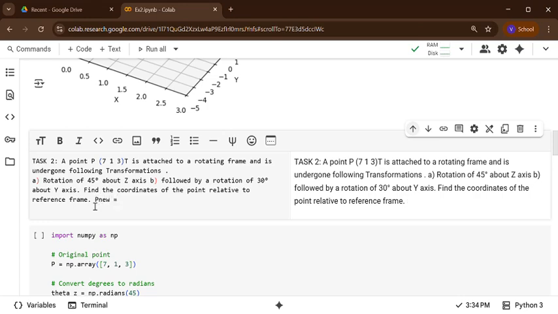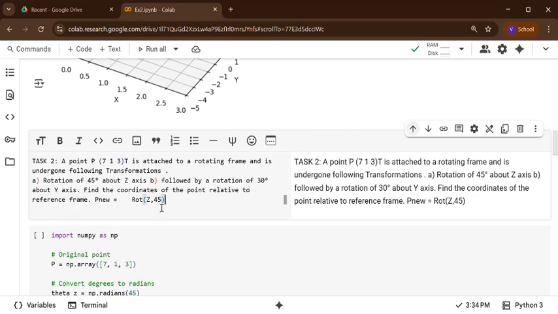So new point is equivalent to, what is the first rotation? Rotation of 45 degrees about the Z axis. So let's say rotation, or we can put rotation only. What is the axis of rotation? First axis is Z, Z comma 45. For that, one standard rotation matrix is there.